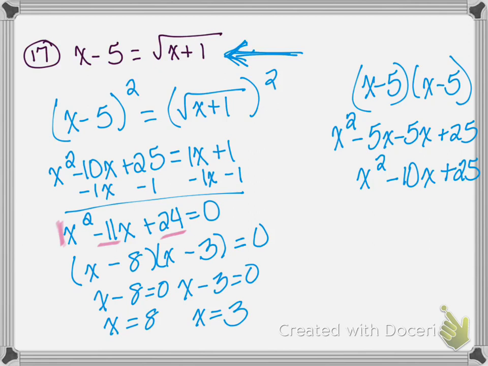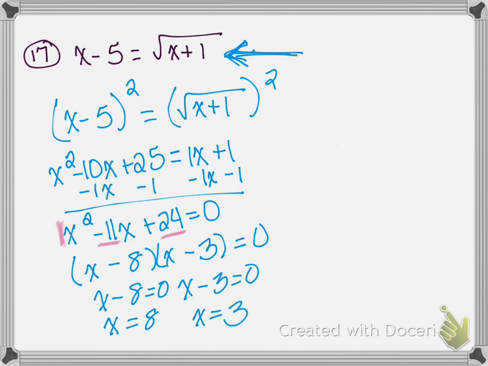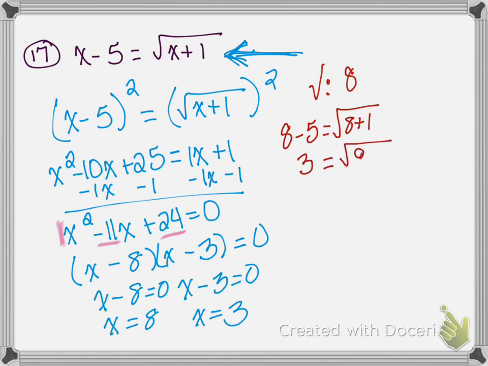Now, it's very, very important that we go back and check this because we could end up with an extraneous solution. So I'm going to check the number 8 first. So I have 8 minus 5 equals the square root of 8 plus 1. Okay, 8 minus 5 is 3. The square root of 8 plus 1 is the square root of 9. And so that works. So 8 is going to work.